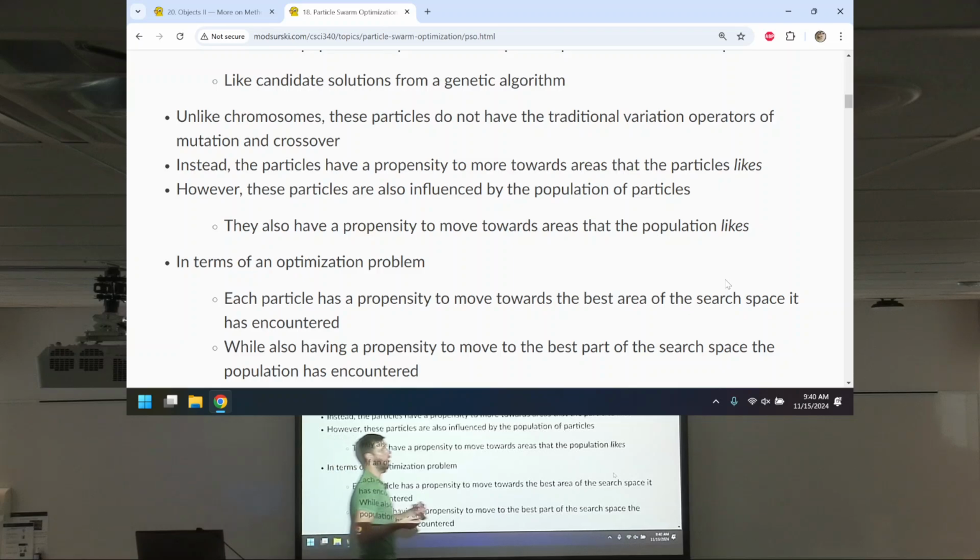These particles are influenced by the population, the whole population. And this is the base framework. You can have hierarchies.